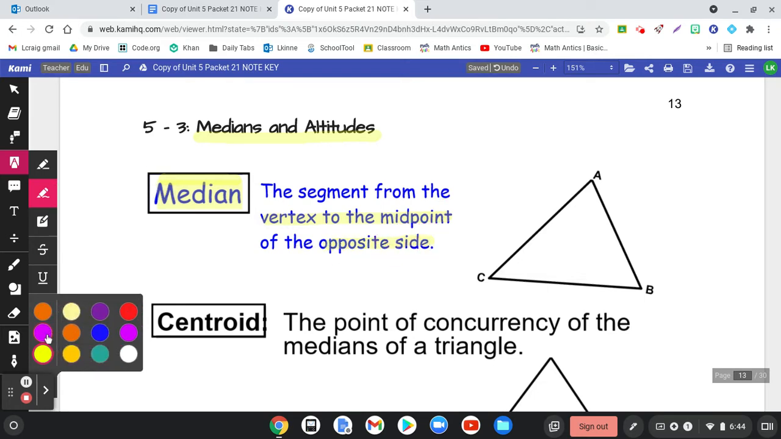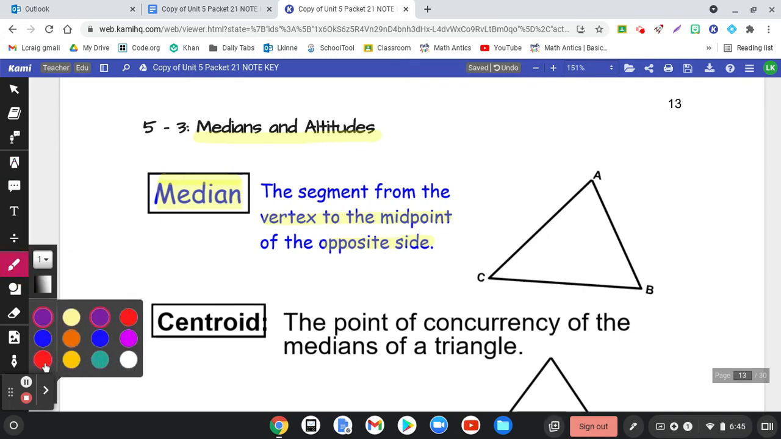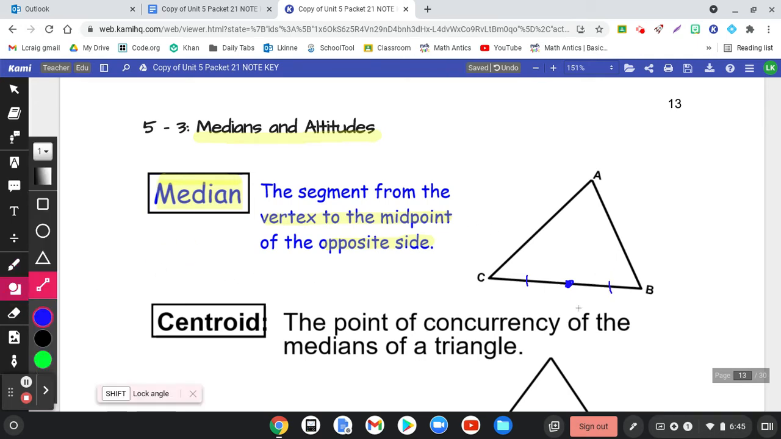So let's take a look. I would say, let's look at CB. The midpoint, I would say, is about there. Okay, it's not perfect because we're just kind of freehanding here. So if I wanted to draw a median, since it's going to the midpoint, it will cut this side in half, and it's connected to the opposite angle. So that is what a median looks like, and you could draw a median from any of these sides.